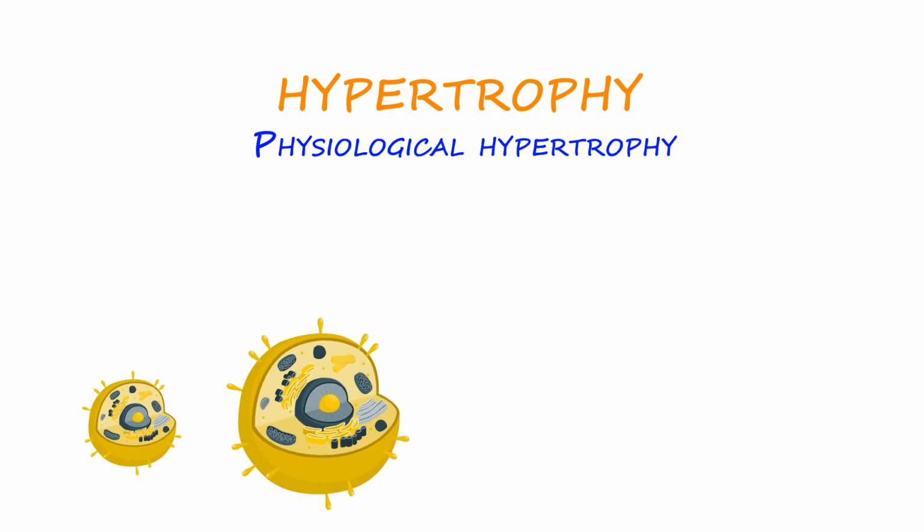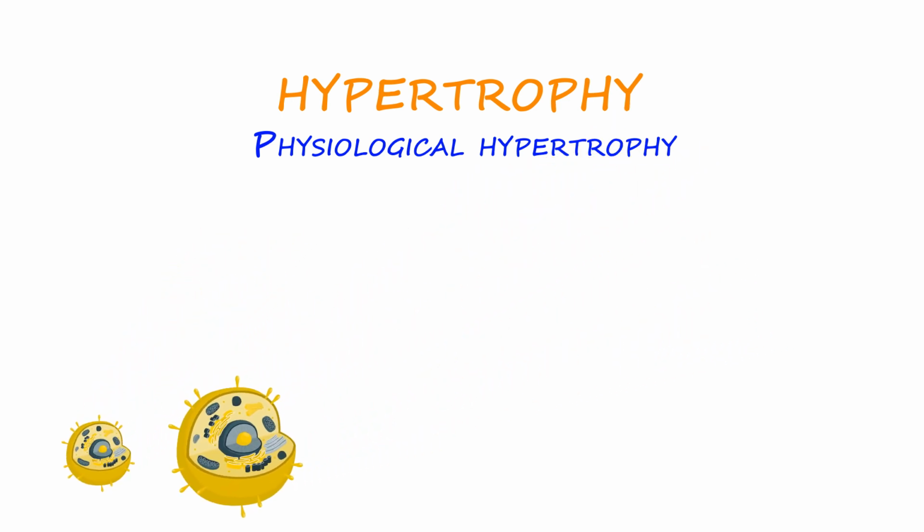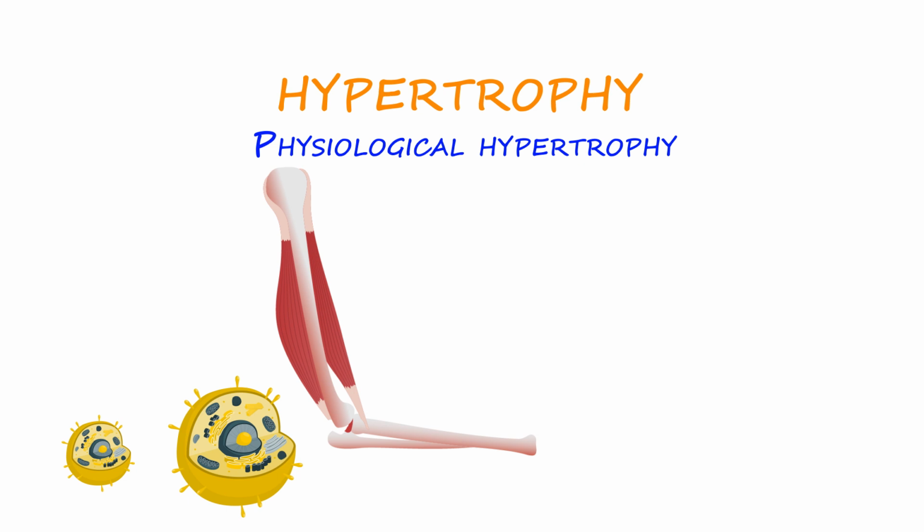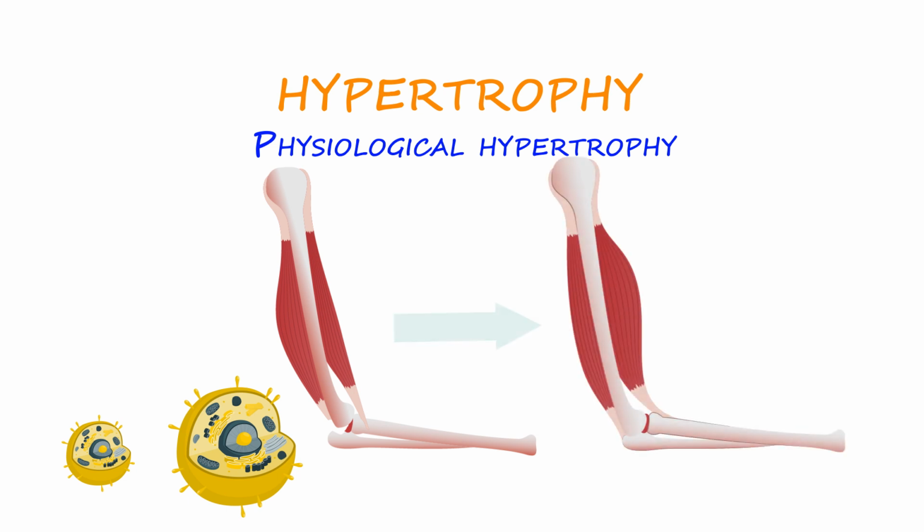The classic example of physiological hypertrophy is skeletal muscle growth during exercise training. Muscle fibers enlarge to generate more force through increased protein synthesis.